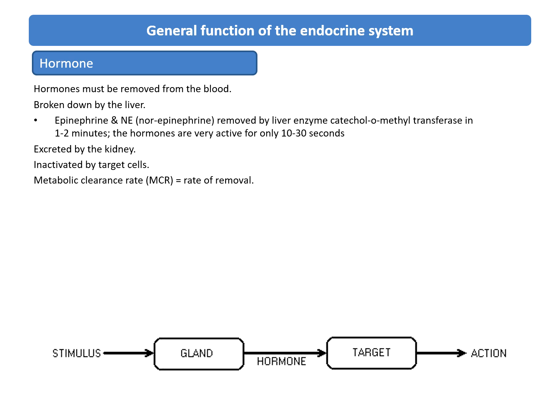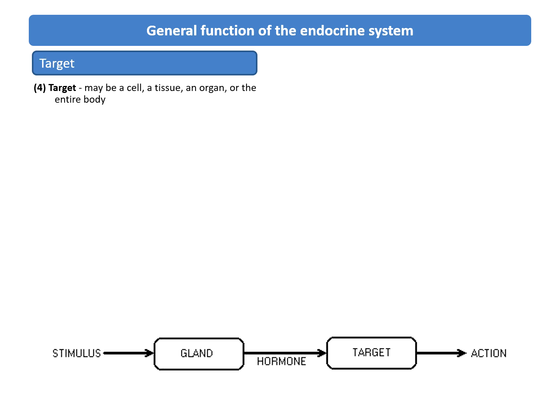Metabolic clearance refers to the rate of removal. The half-life is the time needed to remove 1/2 of the hormone. Growth hormone, the half-life is 6 to 20 minutes. Thyroxine, it may be up to 2 weeks.